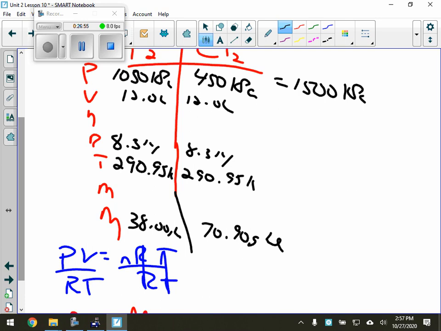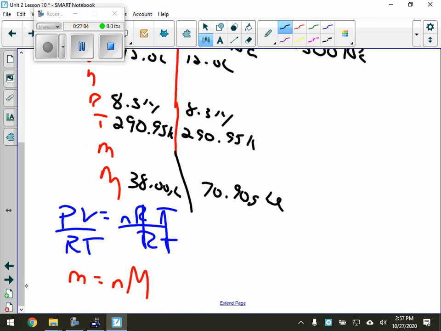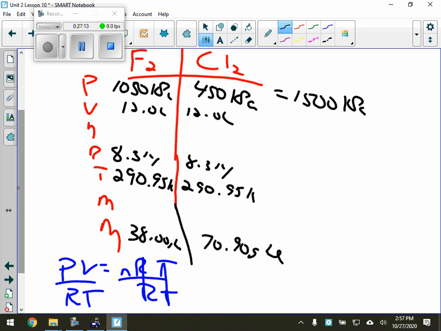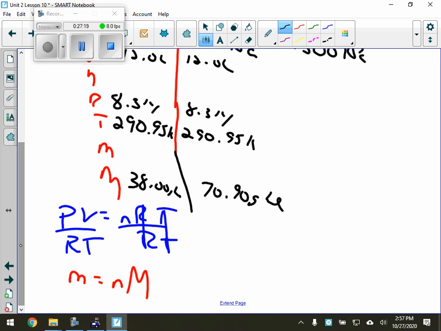So this is all the things I have. And if I want to find the mass, hopefully we remember that the mass is N times big M. So I just need to know N and big M. I don't know N, but I could find it out from PV and RT. N would, of course, be PV over RT. So I'm going to type that in the old calculator, find N, and use that with the molar mass to find the mass.